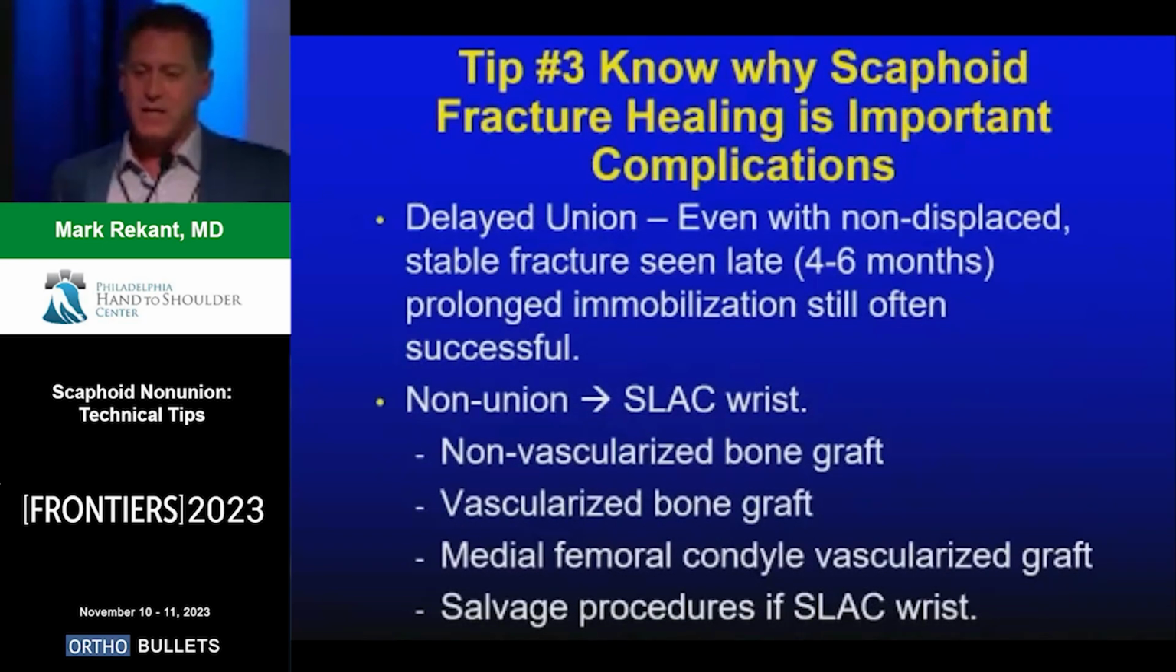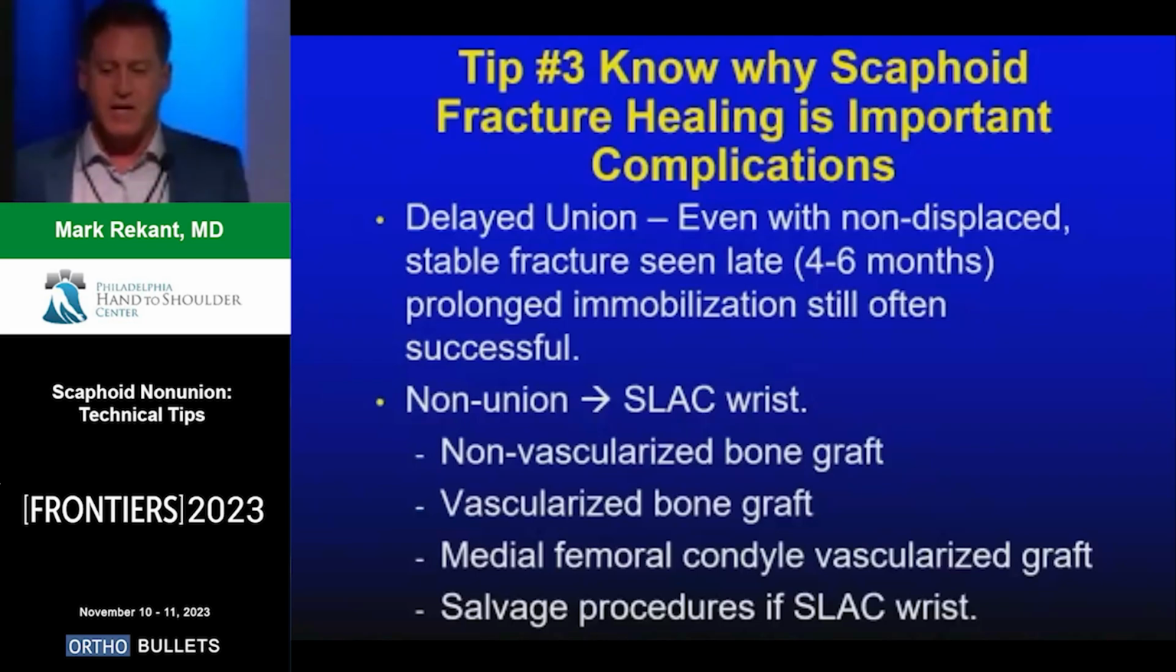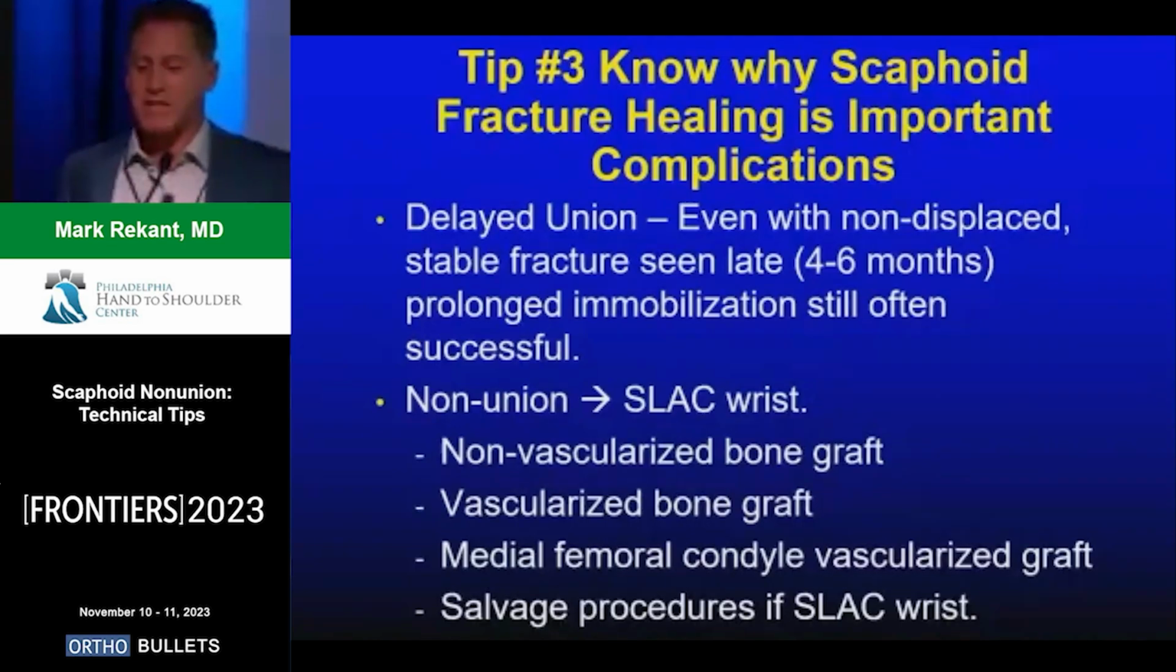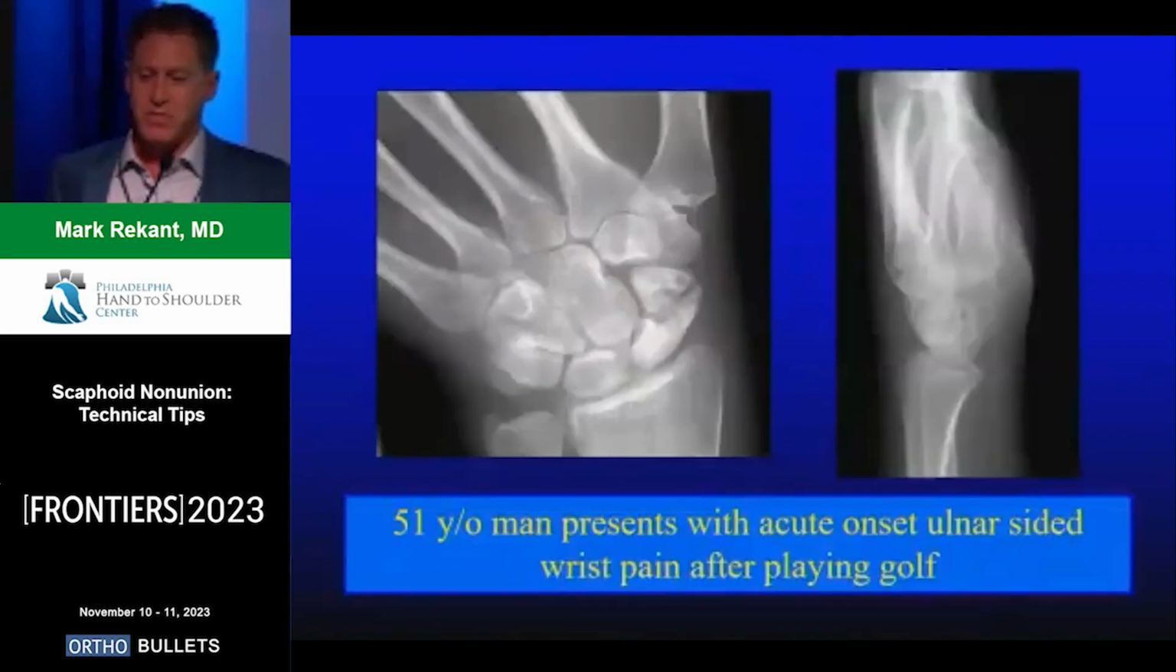Delayed union can occur. You can see these even with immobilization. It's again hard to predict which fracture is going to heal, which fracture is not going to heal. And then we have to realize that if we do nothing, which is not necessarily the wrong answer, the patient just needs to be aware that they will likely have to have treatment 15, 20, 25 years down the road with these various techniques. And there is not enough time to debate vascular versus non-vascular, whether to take medial femoral condyle or just do straight away a salvage procedure. This is sort of one concept just to think about.